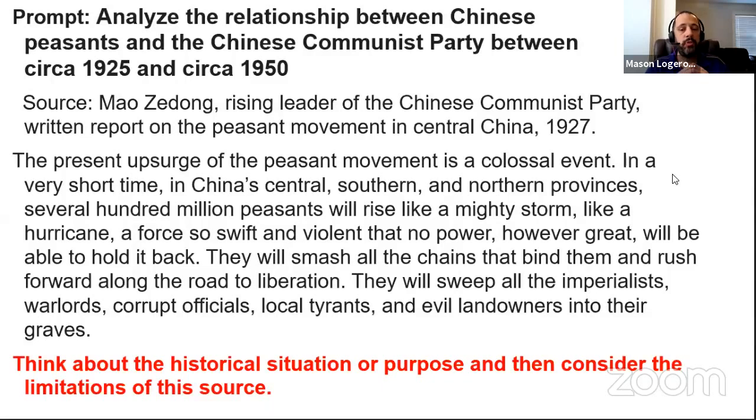All right, so this is from an older DBQ from an AP test from a couple years ago. Notice the prompt here. We're going to analyze the relationship between Chinese peasants and the Chinese Communist Party. And this first document is from Mao Zedong himself. So what I'd like for you to do is to read this document. I'm going to give you about 1 minute to do it. And then I'm going to talk about the historical situation and purpose and also the limitations. Okay, ready? You got 1 minute to read it, starting now.